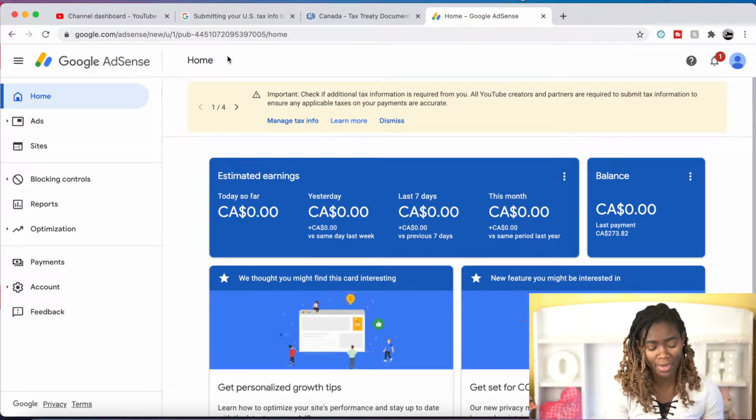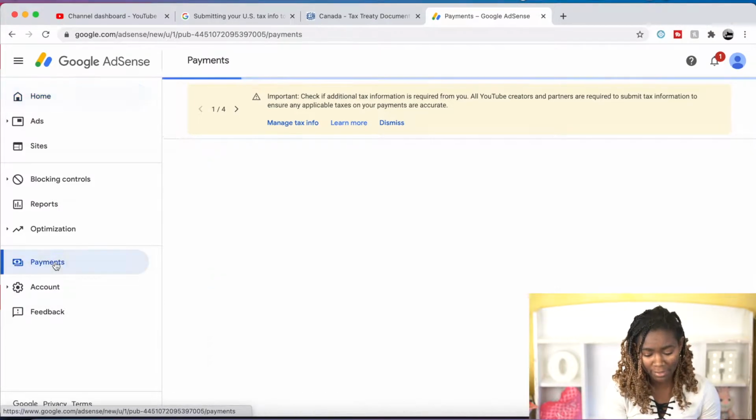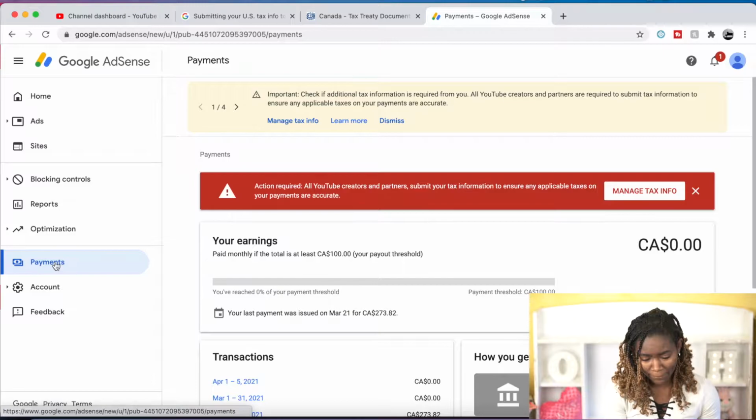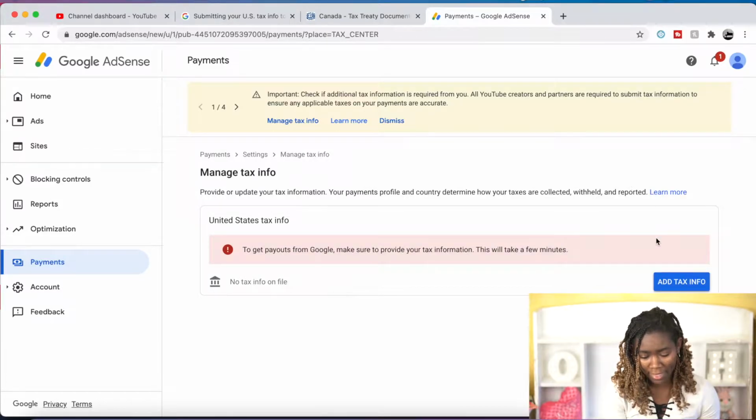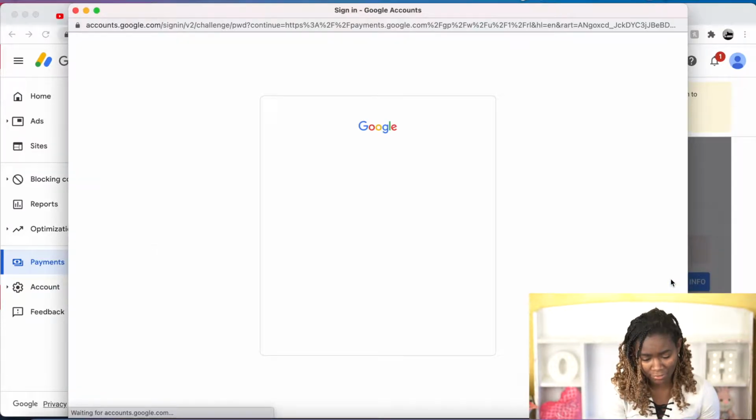So I'm going to now fill out this tax information form to see if that is in fact true. I haven't done it yet, so we're gonna see what happens. So you have to go into your AdSense in order to do this. So let me go to my AdSense account. So I'm in my AdSense account, and then I believe I go over to payments and then manage tax info, and then I have to add my tax info.